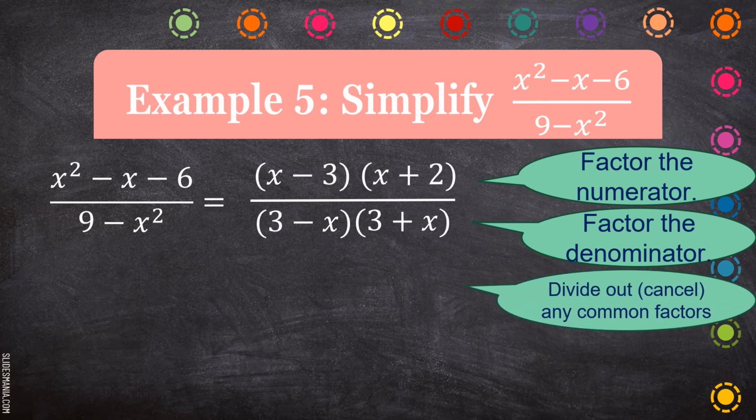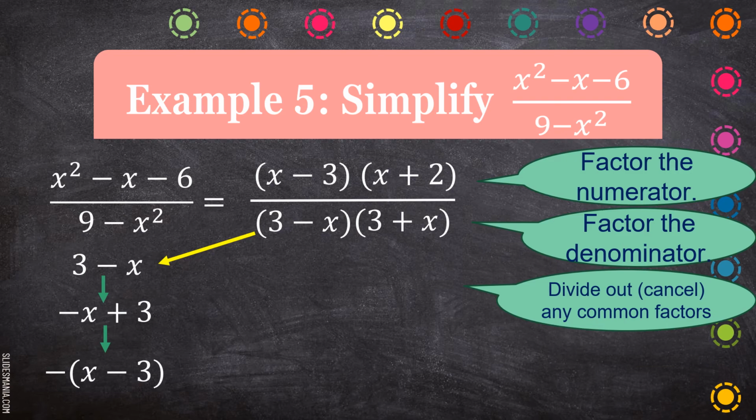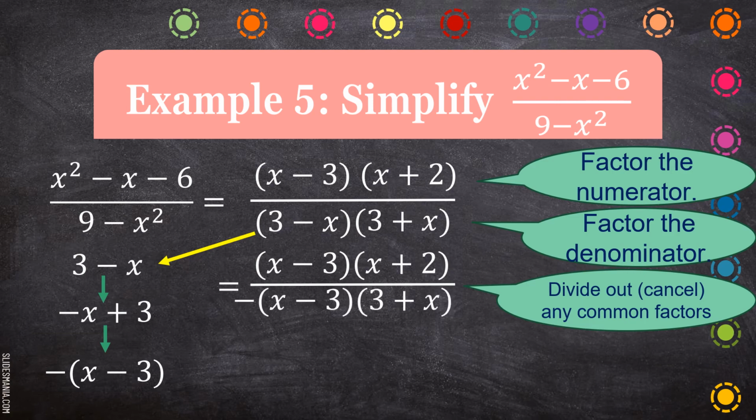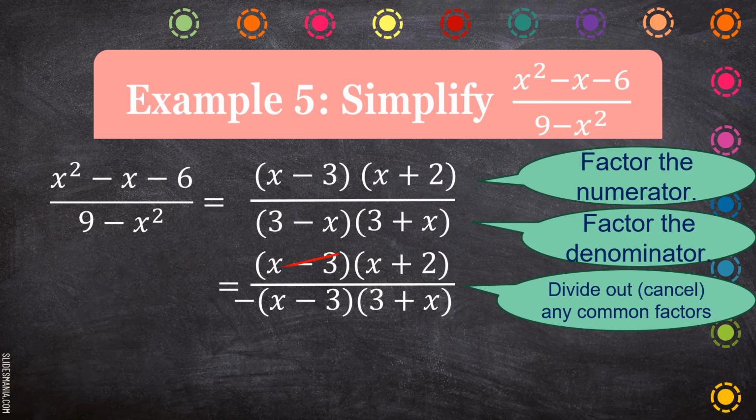Next, divide out or cancel any common factors. So, can you see a common factor between the numerator and the denominator? Take note, x minus 3 is different from 3 minus x because if we rearrange 3 minus x, that will be negative x plus 3. But negative x plus 3 is also equal to negative quantity x minus 3. So we can now rewrite 3 minus x as negative quantity of x minus 3. So there is now a common factor between the numerator and the denominator, which is x minus 3. So we can cancel x minus 3.